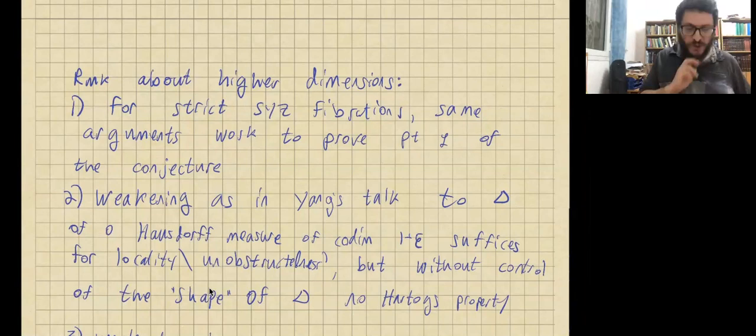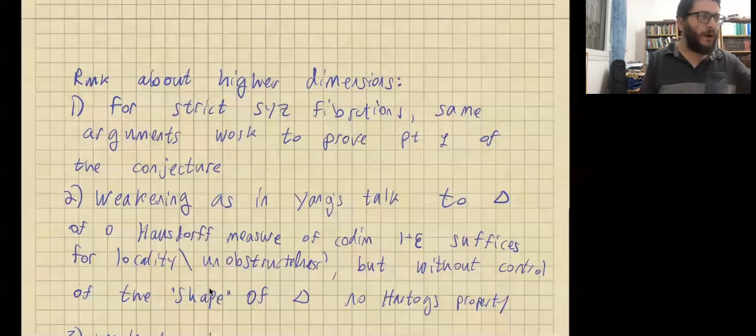Now, I just want to make a remark: if we want to weaken the assumptions on what is an SYZ fibration, one weakening is the following. Yang gave a talk this week about Lagrangian torus fibrations. Under some conjecture, it is expected that you have a Lagrangian torus fibration on the complement of some set which has Hausdorff dimension 1 plus epsilon.